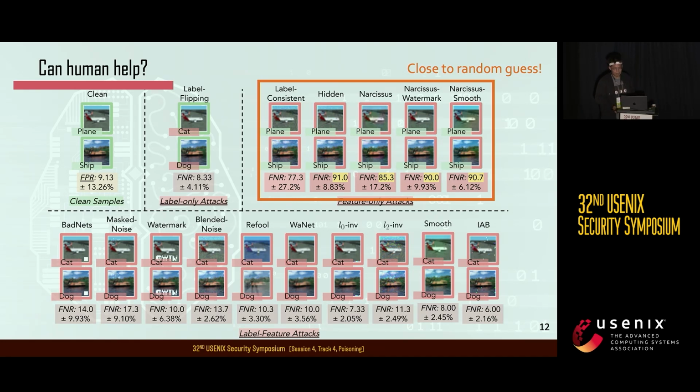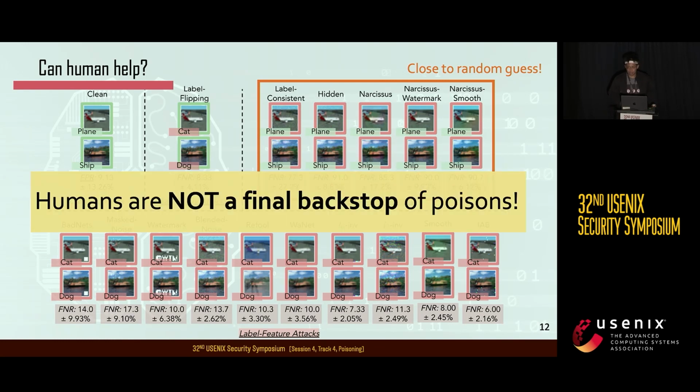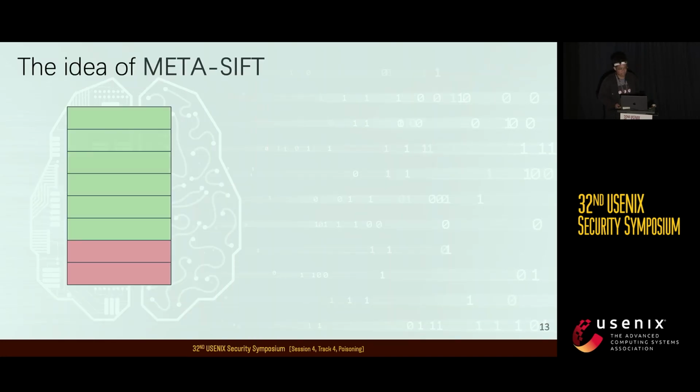Performing only slightly better than random guessing. So one may take a closer look at the difficulty, how it is difficult to spot the poison samples in the upper right corner. The proof of concept evaluation showed that humans are not a final backstop against data poisoning. This leads us to our proposed solution.